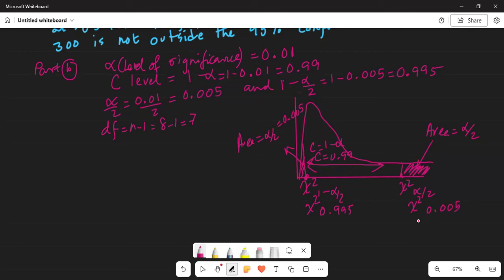So again, we have to go to the table. Now we are at 7 degrees of freedom, chi-square 0.995. For 7 degrees of freedom, draw a horizontal line through 7 and a vertical line through chi-square 0.995. They intersect at 0.989. This is the lower critical value. The upper critical value is chi-square 0.995.